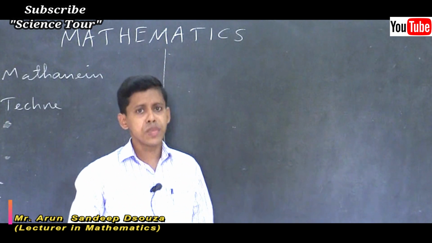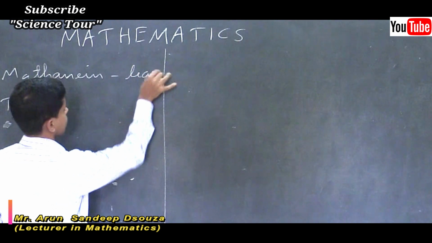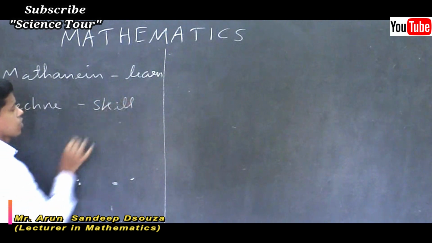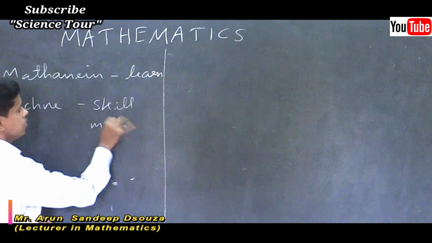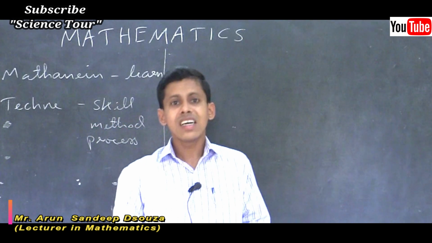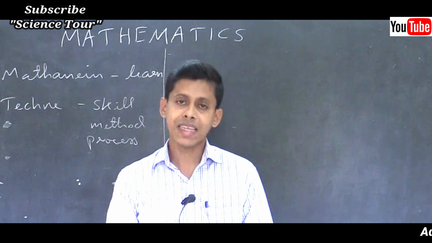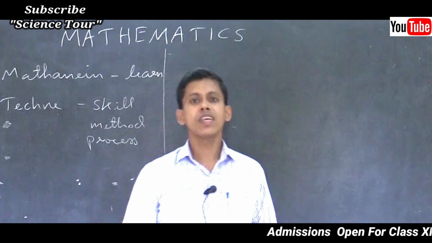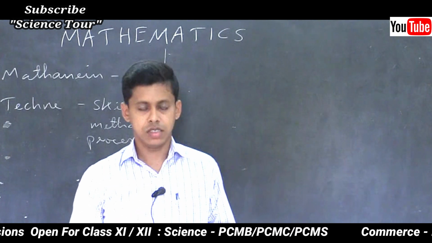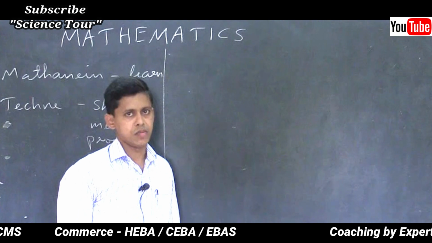So what do these words mean? Mathanein means to learn, and techne means either skill or method, or you can say process. So what does this total word mathematics mean? It is to learn the skills, the methods and the processes of solving the problems of science. Now that you have understood the etymology of this word mathematics, let us understand the definition of mathematics.